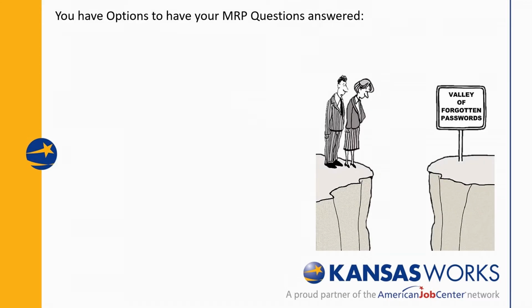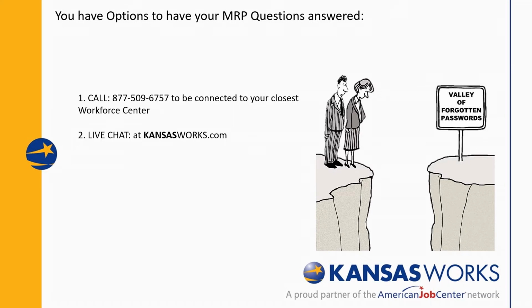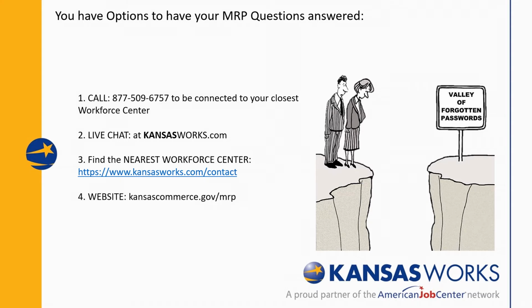If you have questions about completing your My Reemployment Job Search Plan, you have several options to get help. You can call the statewide toll-free number to speak to someone who can help you. You can also use the live chat button to get assistance. You can visit the website www.kansasworks.com/contact to find the nearest workforce center, or you can go to the kansascommerce.gov/MRP website. That website has a lot of helpful information available.